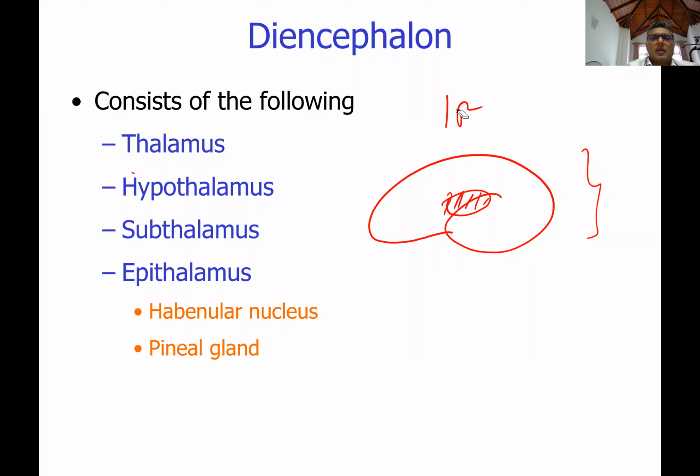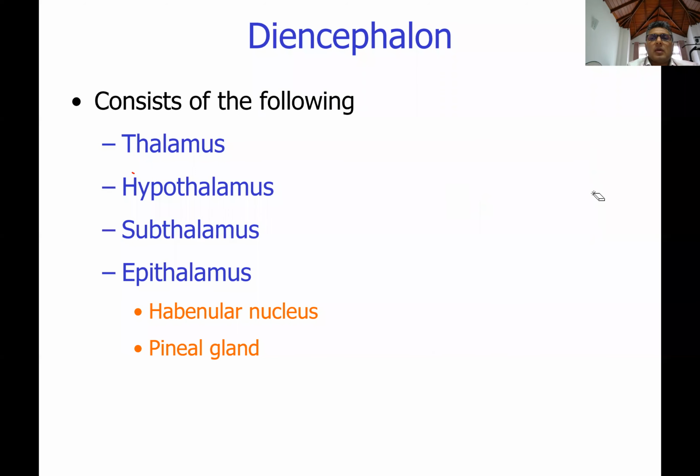Now the diencephalon consists of two main important structures, the thalamus and the hypothalamus. Thalamus above and hypothalamus below. I'll show you. Then there are two other components, the subthalamus and epithalamus. We don't concentrate too much on subthalamus and epithalamus, but thalamus and hypothalamus, you should be able to identify in specimens, and you should know their functions and all that physiology.